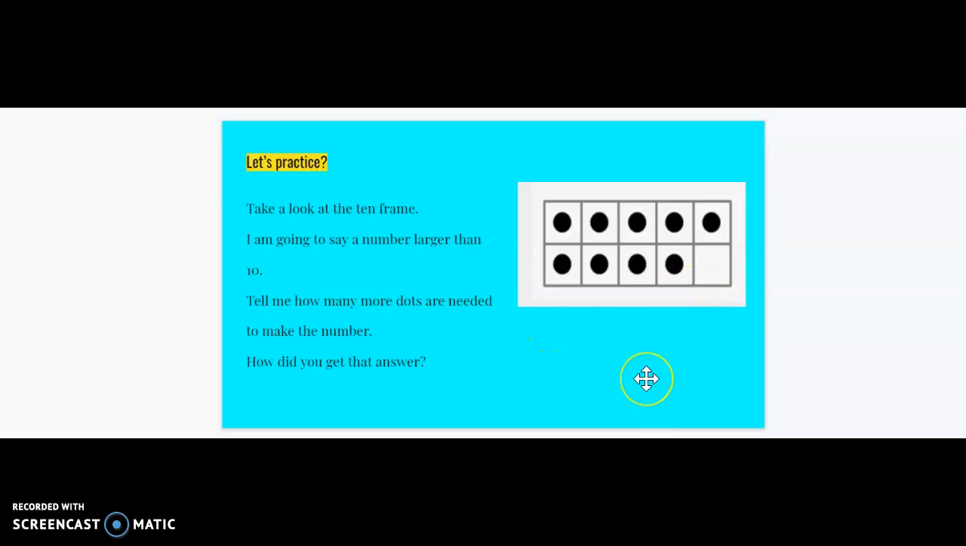Let's do one more. Since we did 17, I wonder if we could do 27. Boys and girls, I wonder what you decide to do in order to figure out some mental math for 27 based on how you got 17. Go for it. Think about it.